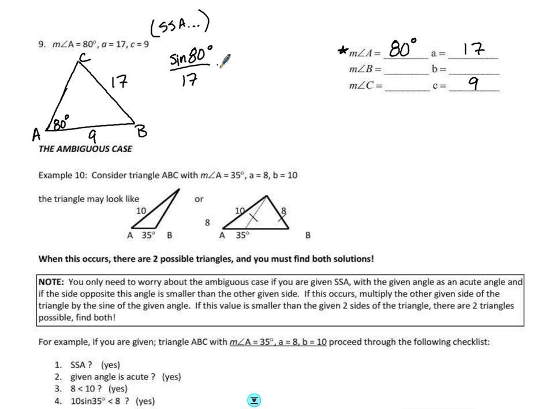And the first thing I probably want to find is this measure of angle C, because I already know its side length, which is 9. So I'm going to put 9 out here. I'm going to try to find the sine of angle C. Since I'm trying to find an angle measure, I'm going to go ahead and use some trig inverses as I go through this process. So I'm going to cross multiply.